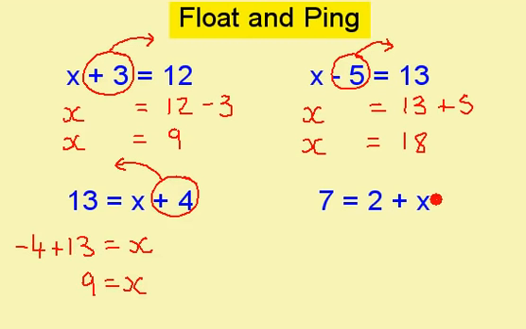On this one, get the x on its own. I've got a 2 to move. Now it's actually a plus 2. So when I float it, it's going to become minus 2. I can either drop it after the 7 or in front of the 7. So I'm going to have minus 2 plus 7 equals x. And minus 2 plus 7 gives me 5.